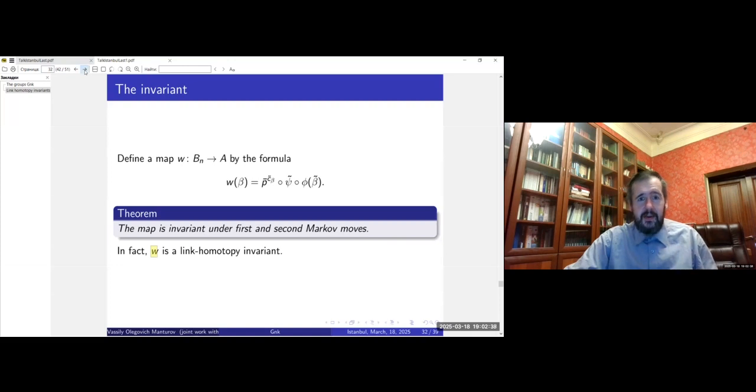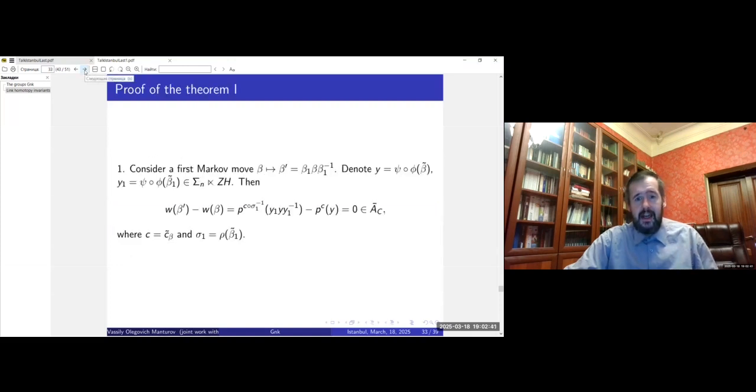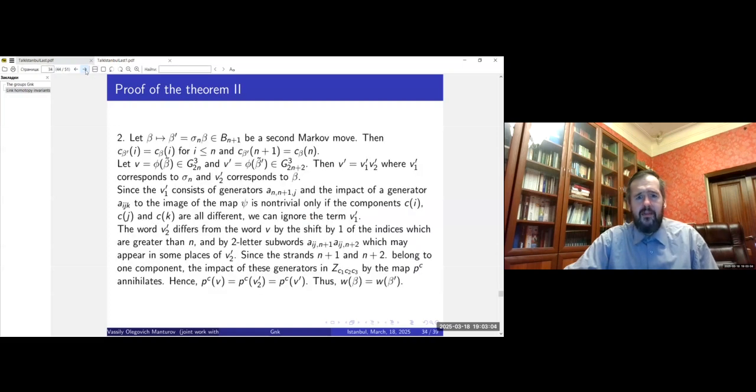So okay, this is what is constructed, and actually this is how it's proved. It's a formal proof that for the first Markov move we have some conjugation, and roughly speaking, this means that conjugated basis elements go to zero. And for the second Markov move, we just look at the two last strands and they are cancelled.